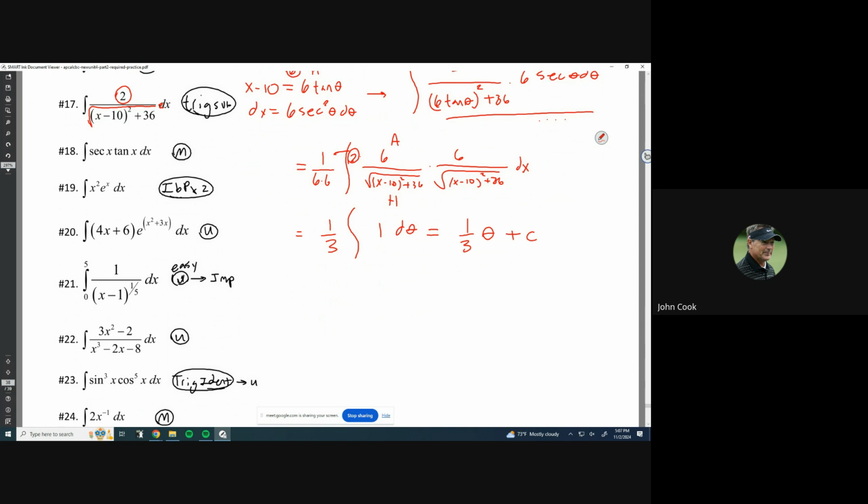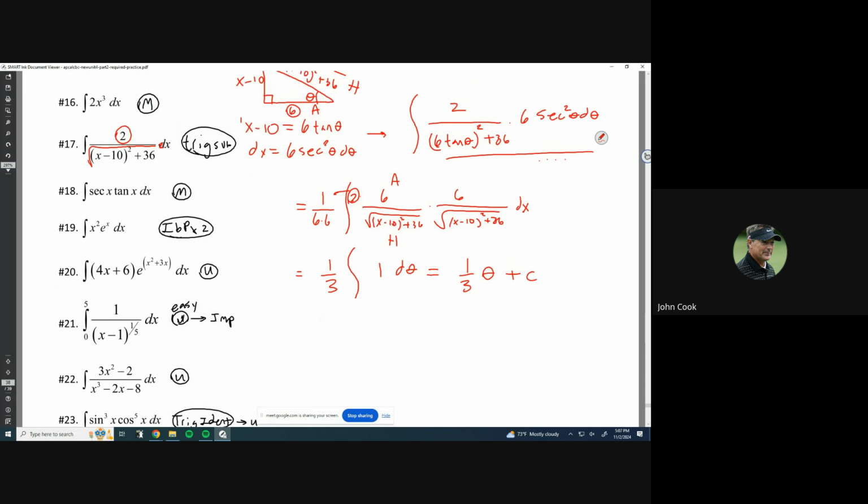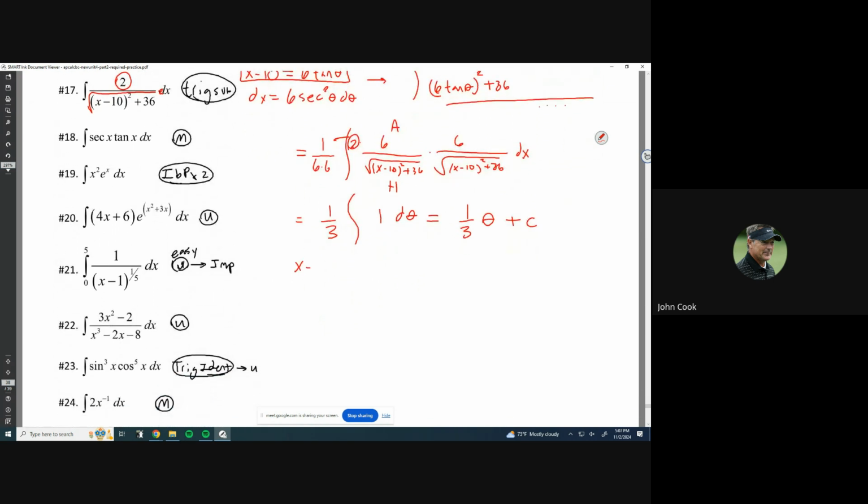So now what I have to do is find out what theta is. So I use my original substitution and get theta all by itself. So x minus 10 is equal to 6 tangent of theta. To get theta all by itself, I divide by 6 first, and then undo the tangent, so I have arctan. All right, so I get 1/3 theta, which is really 1/3 arctangent of x minus 10 over 6, and then plus the constant c.